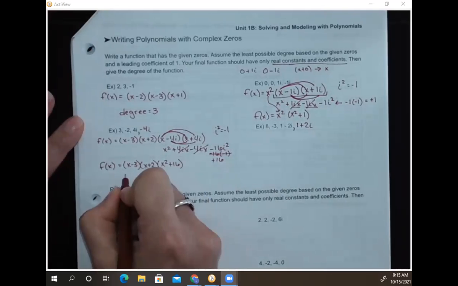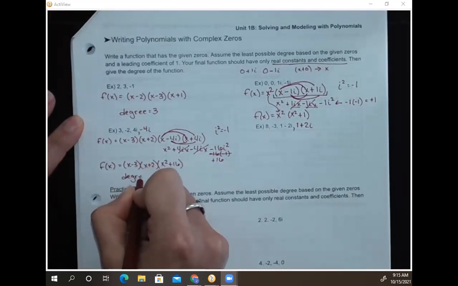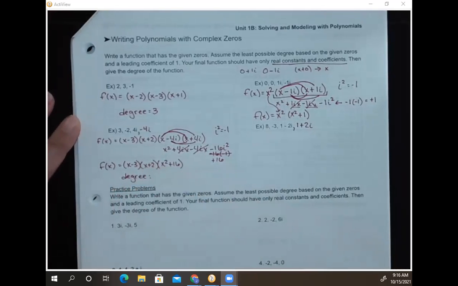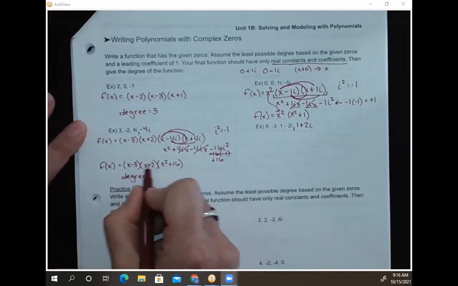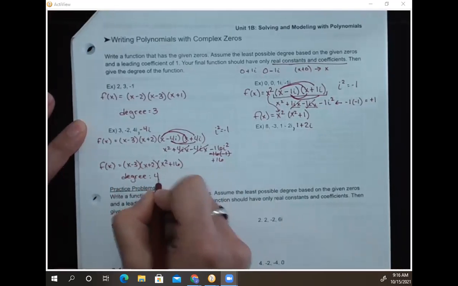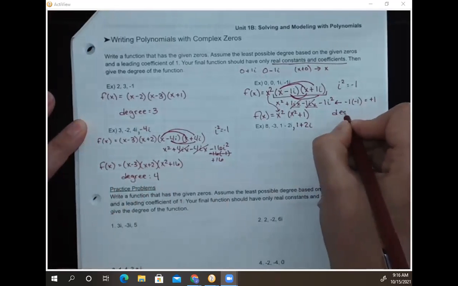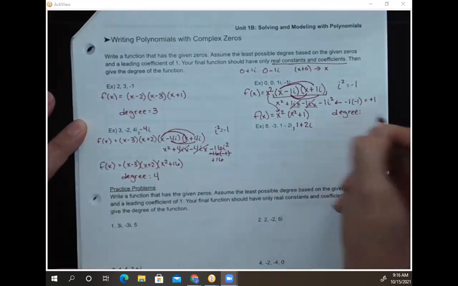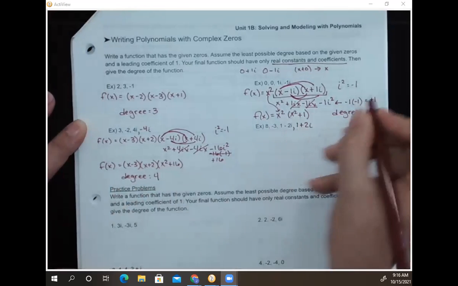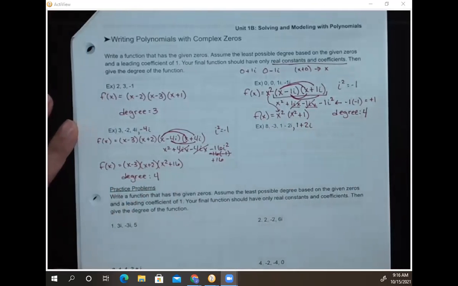What's the degree for this function? Four. 1, 2, 3, 4. How about this guy? What's the degree for our second example here? 2, 4. Okay, now let's look at this one.